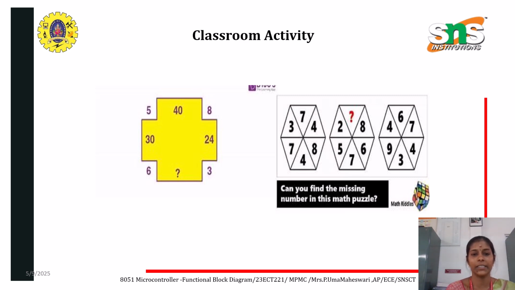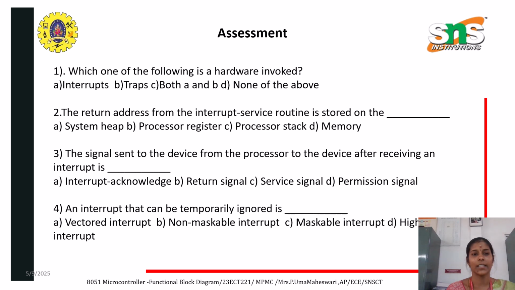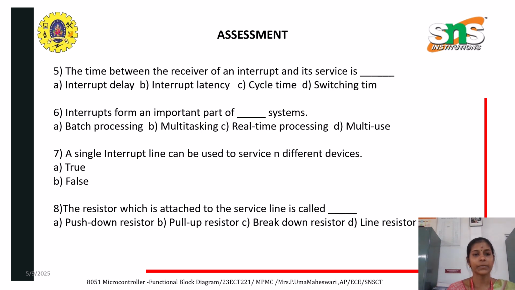You just find out the missing number in both. Assessment: which one of the following is hardware invoked, interrupt, traps, both A and B, or none of these? The return address from the interrupt service routine is stored in which one? The signal sent from the processor to the device after receiving an interrupt is which one? An interrupt that can be temporarily ignored is vector, non-maskable, maskable, or high priority?